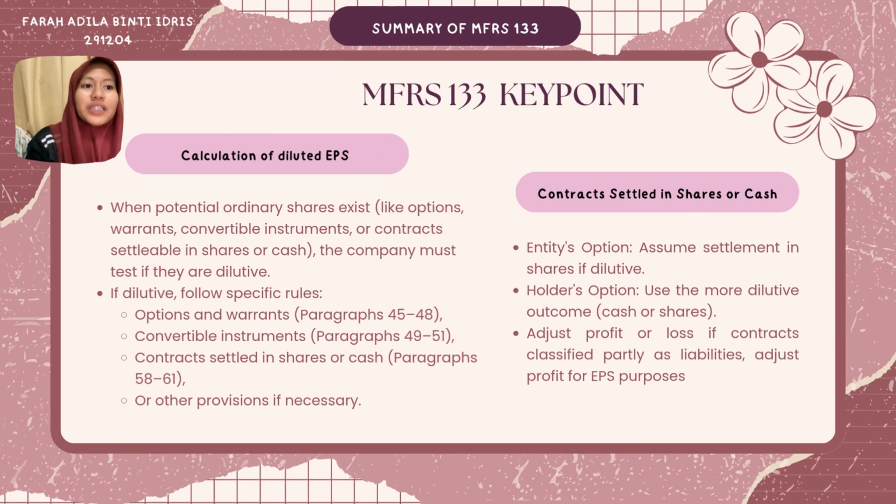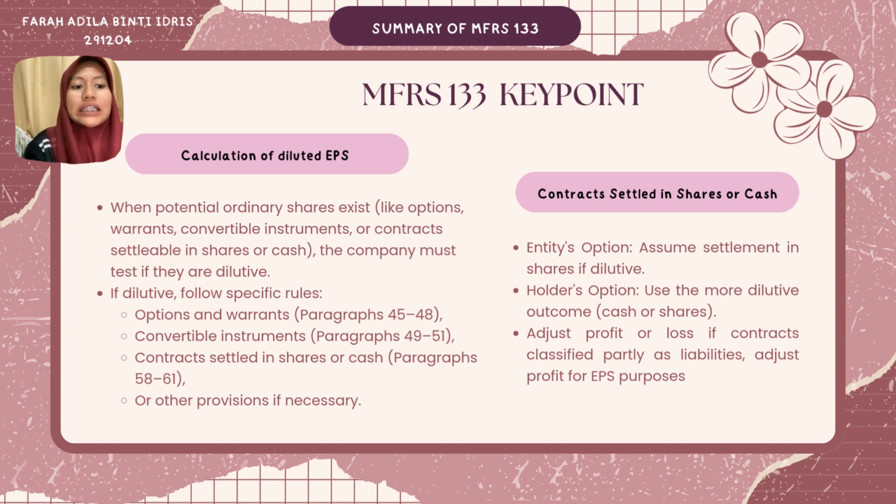Now, let's look at the key points of MFRS 133. The first one is the calculation of diluted EPS. When potential ordinary shares exist, such as options, warrants, convertible instruments, or any contract that can be settled in shares or cash, the company must test whether they will cause a dilution or not. If they are dilutive, there are specific rules to follow. First, for options and warrants. Second, for convertible instruments. Third, for contracts that can be settled in shares or cash. And lastly, they will need to follow any other necessary provisions if needed.